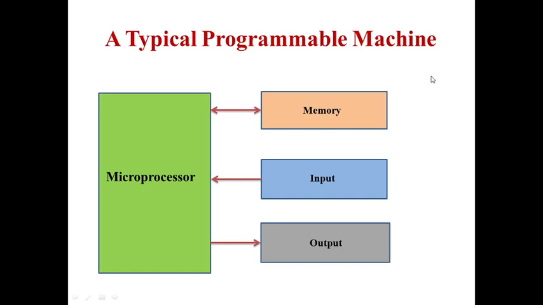Hello students, let us view microprocessor as a typical programmable machine. A typical programmable machine is represented by four components which is shown in this figure: microprocessor, memory, input and output. Suppose microprocessor is asked to perform certain tasks. Then how will this task be completed? This task is completed by this system which consists of microprocessor, memory, input and output. These four components work together and interact with each other to perform that certain task.